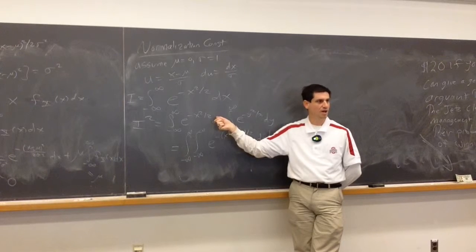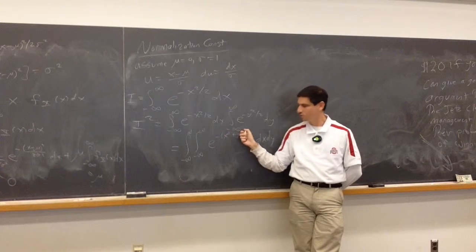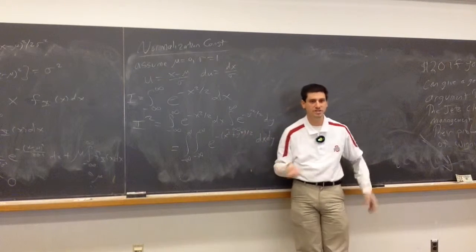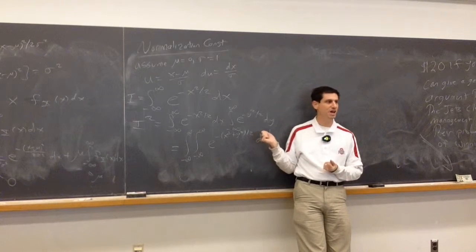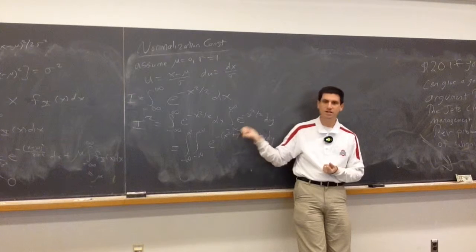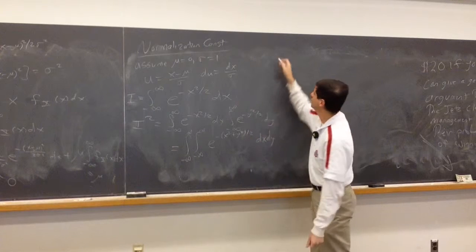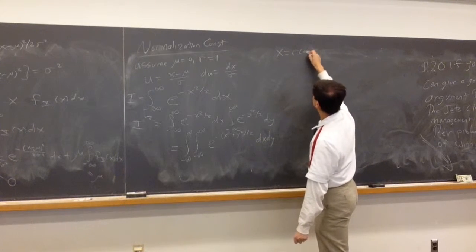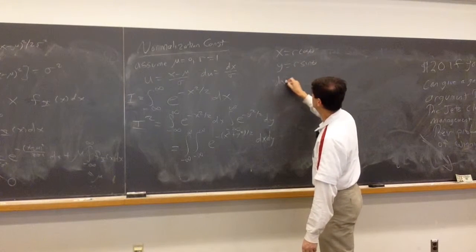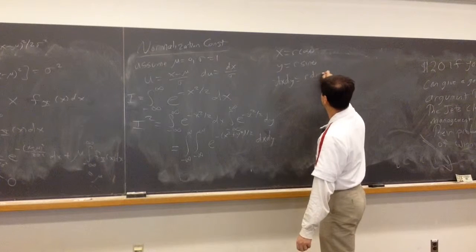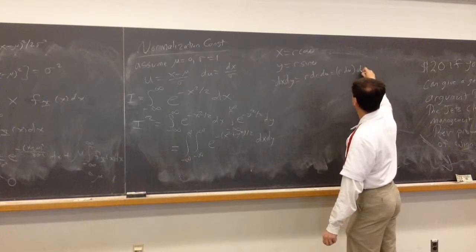No. But notice that when we look at this square of the integral, we have e to the negative x squared plus y squared. In polar coordinates, x squared plus y squared is r squared. And then dx dy becomes r dr d theta. How many of you have seen this trick in multivariable calculus? Okay, some of you have. So we'll let x be r cosine theta, y be r sine theta, dx dy becomes r dr d theta.